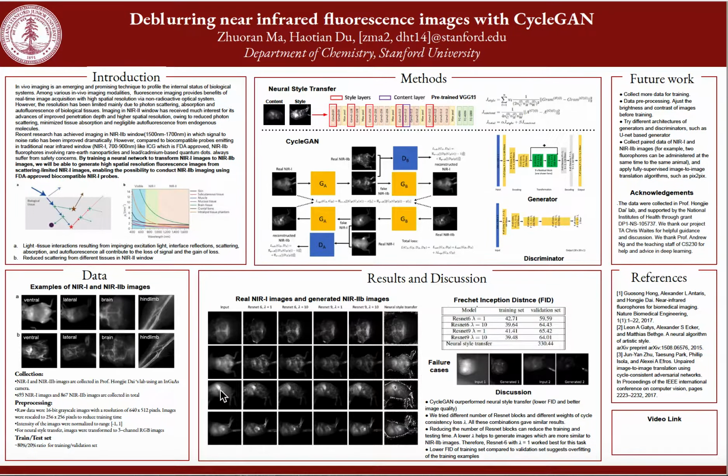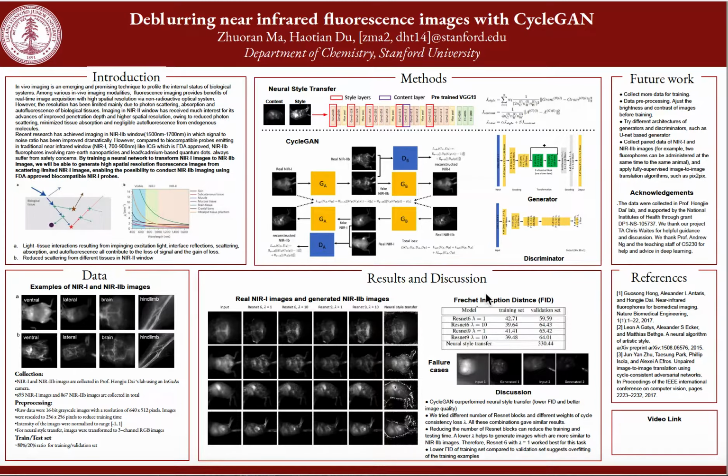And compared to the neural style transfer model, the CycleGAN model works much better. We can see the background is low, the contrast is largely improved. And also, many key features of the original image are preserved. For example, this blood vessel here looks much more clear and sharper.